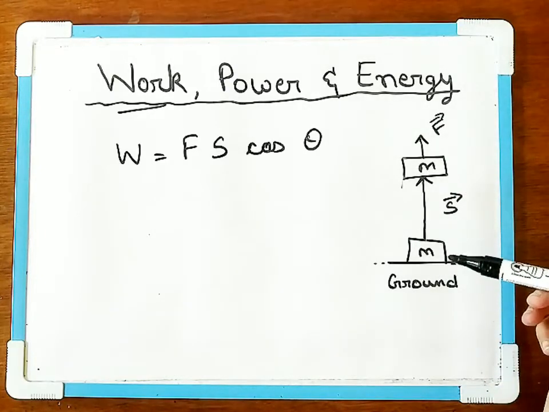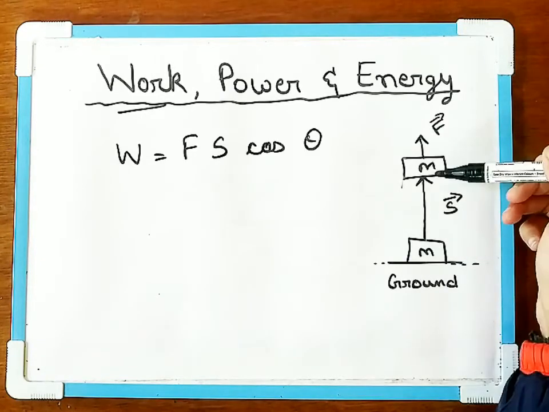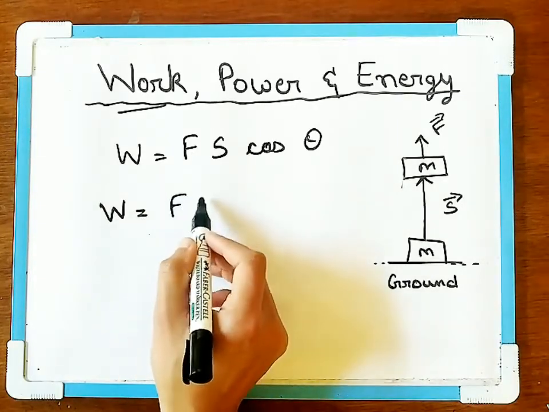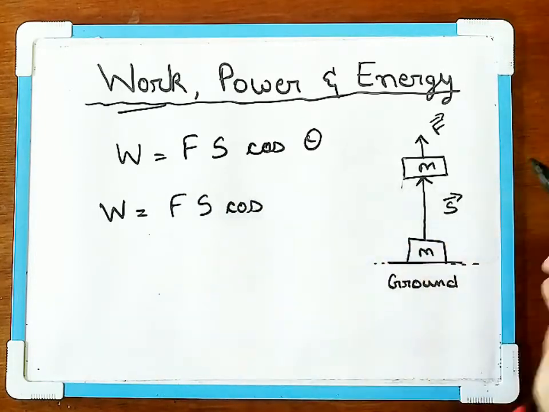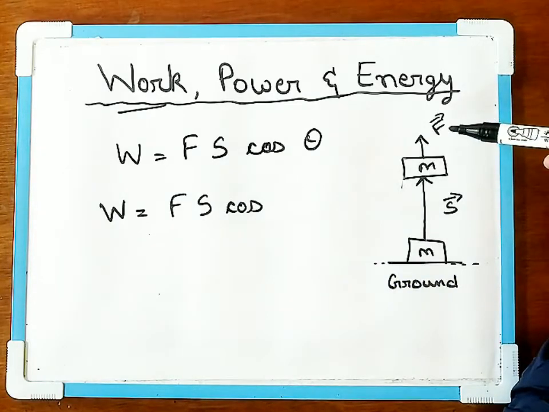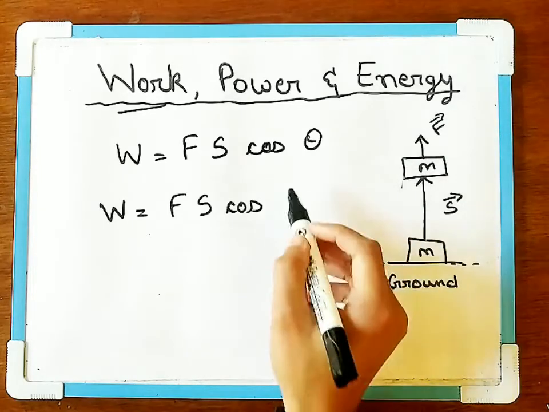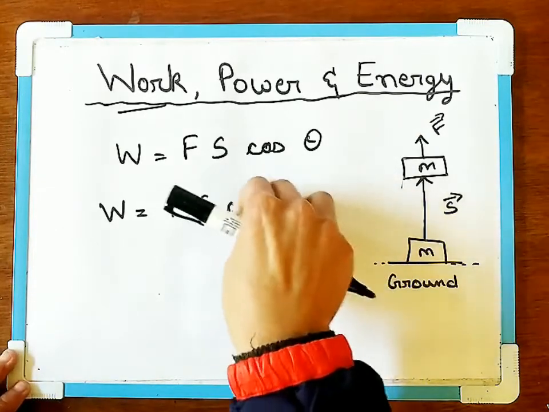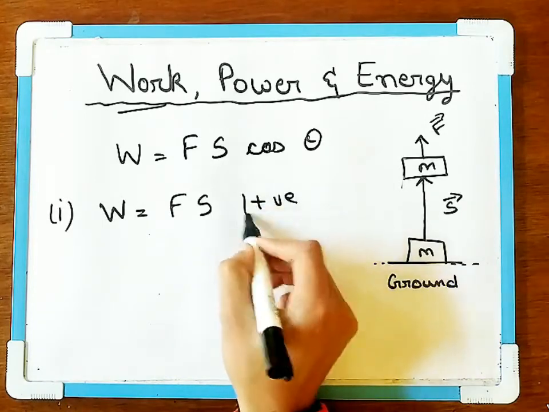So in this case, the work done in displacing this object from this position to this position will be given as W is equal to F, the magnitude of the force, times the magnitude of the displacement, times cos theta. In this case we can see that the force and the displacement are in the same direction, so the angle between them will be equal to 0, and cos of 0 is equal to 1. So the work done in this case will be positive. So this is the first case where the work done is positive.